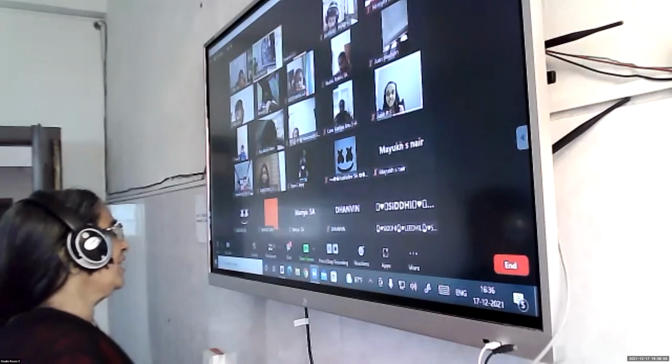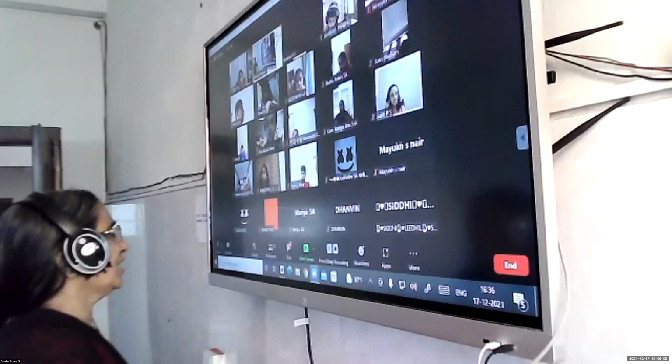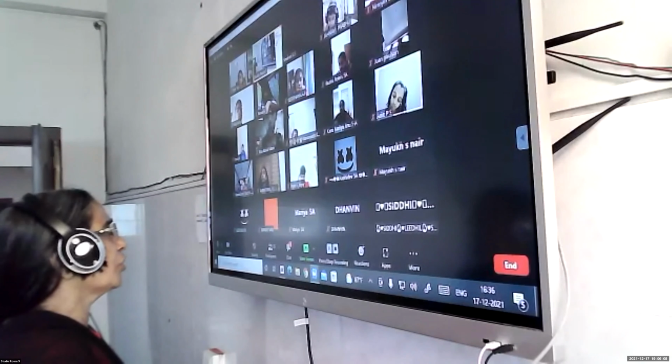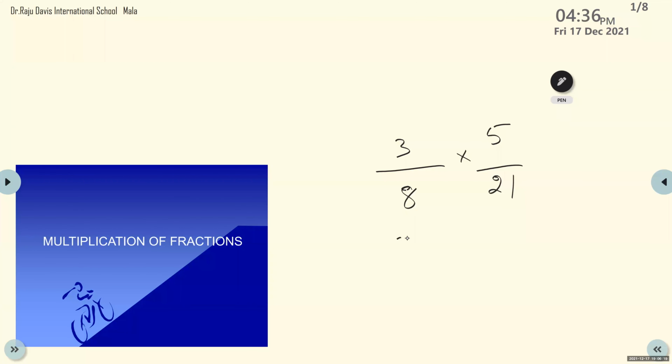You should see only where cancellation is there, and you should take only that. Otherwise, your problem will go long. 21, because if we take 8, but 8 and 21 can be simplified, right? So 3 by 8: because 8 has nothing common, nothing can be simplified in the denominator.